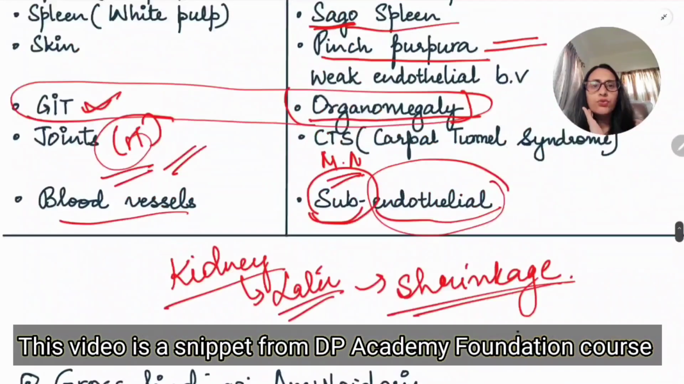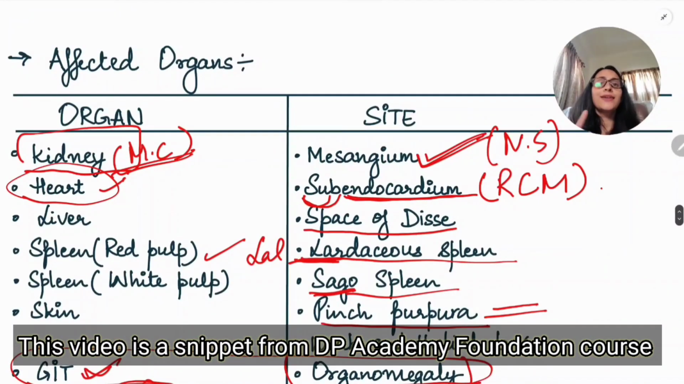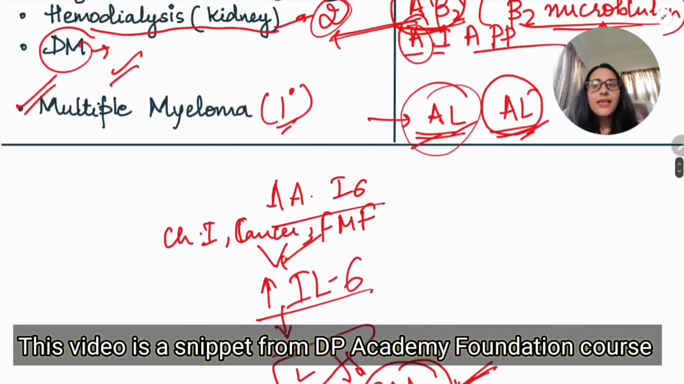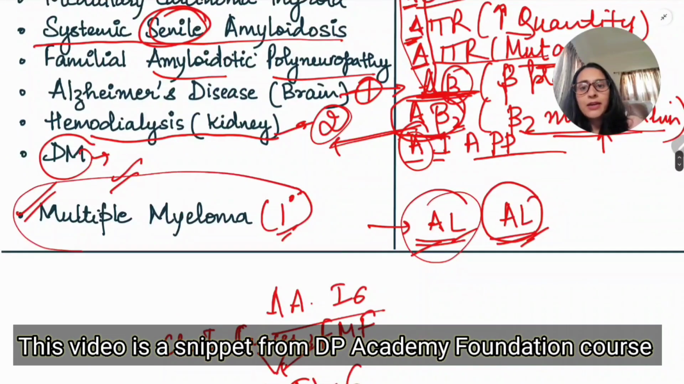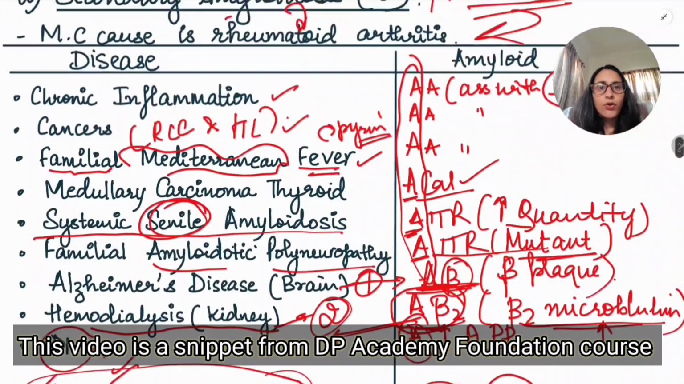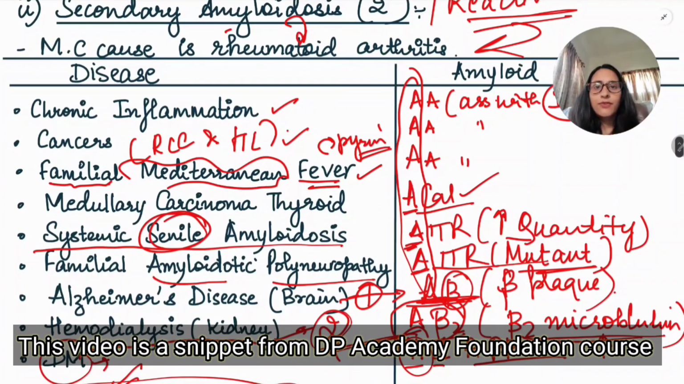The takeaway point that you need to remember is apple green birefringence seen on the polarizing light. On the X-ray crystallography, this beta-pleated sheet is seen. So these things you need to remember. And the only example for primary amyloidosis is multiple myeloma. And all three tables that we have studied, this also you need to remember.